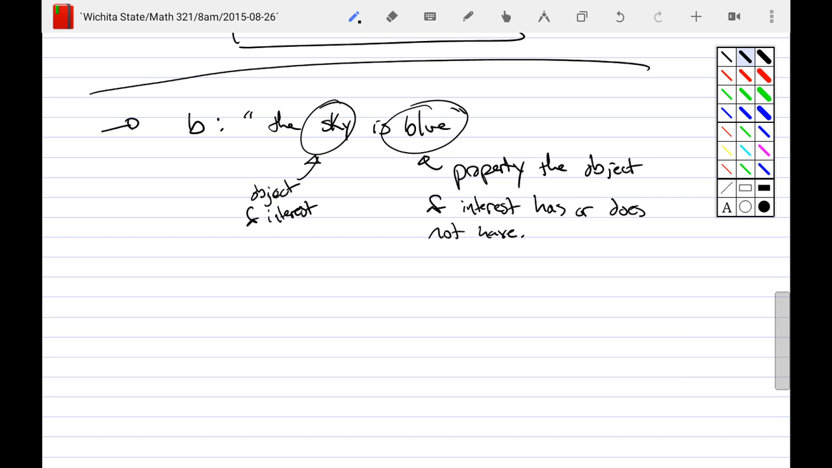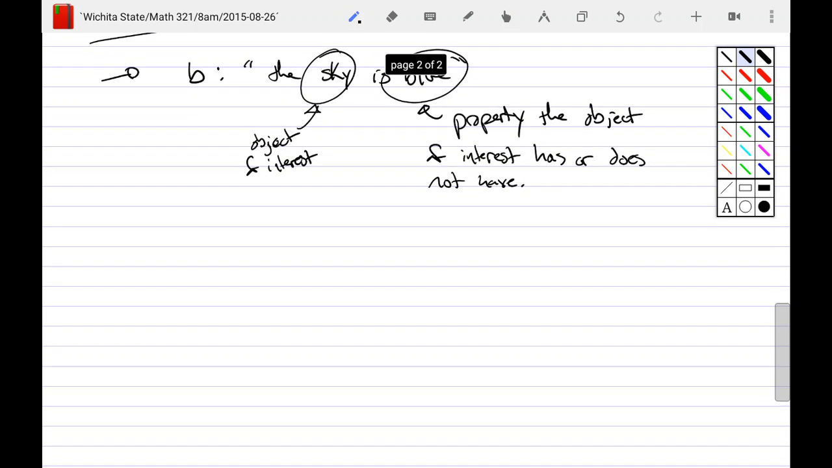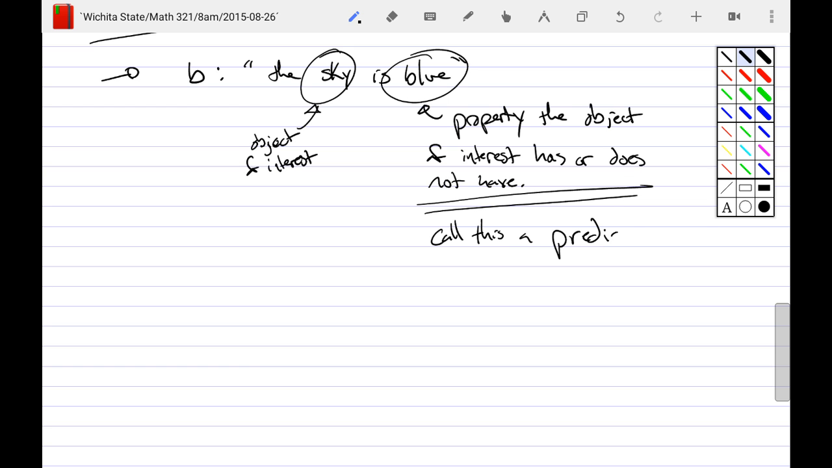And since every one of these has this feature, we can give the property test its own name. The property of the object, we'll simply call a predicate. So a predicate is the feature the object is supposed to have.